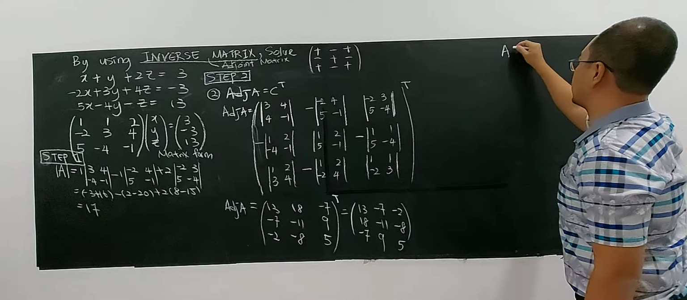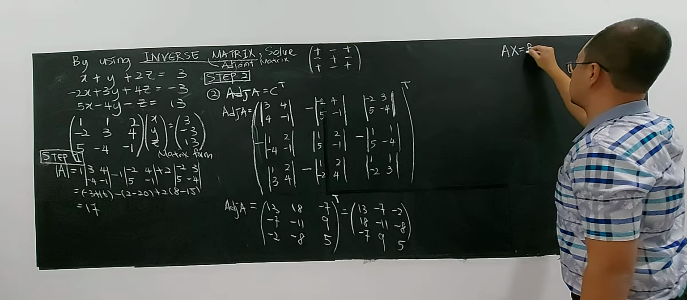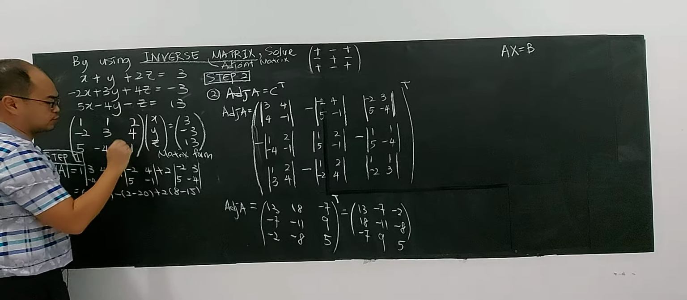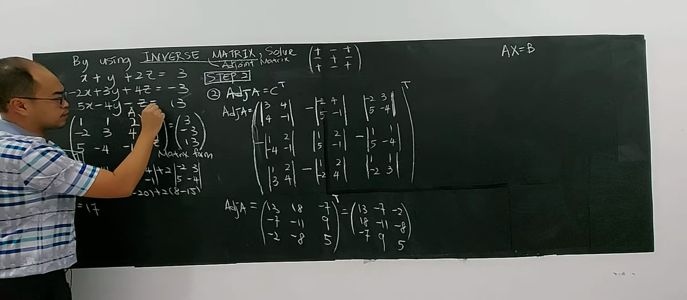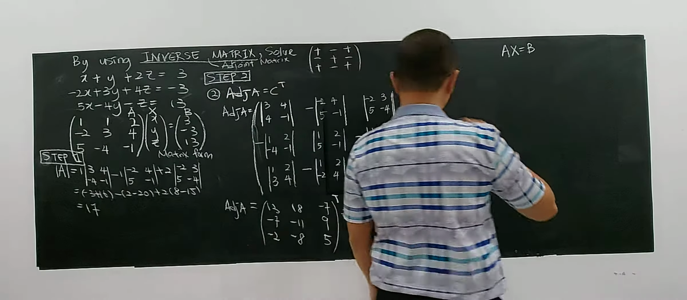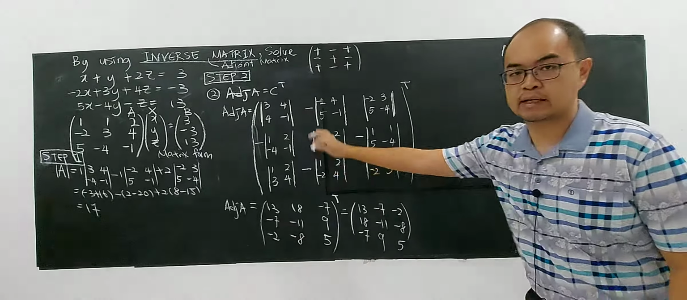So matrix form means it's in this form: the matrix A multiplied with X equals B. This is your matrix A, this is your matrix X, and this is your matrix B, where A is a 3 by 3 matrix. Okay, I will explain why I'm writing all this.